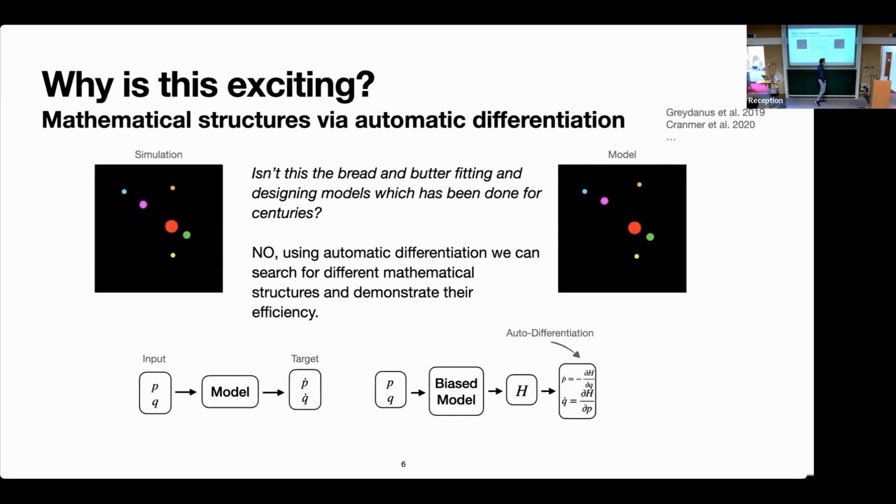Good. Now you might wonder, isn't this just bread and butter fitting and designing models, which we have been doing for centuries as physicists? And the answer to this is no, because we have much more control now. In particular, as I will argue, by using automatic differentiation, we can search for different mathematical structures and demonstrate their efficiency. So I will come back to what automatic differentiation is, but just to get a bit of a sense of the audience, who has heard about this term, automatic differentiation, before? Okay, a few of you. So I'll come back to this in a second.